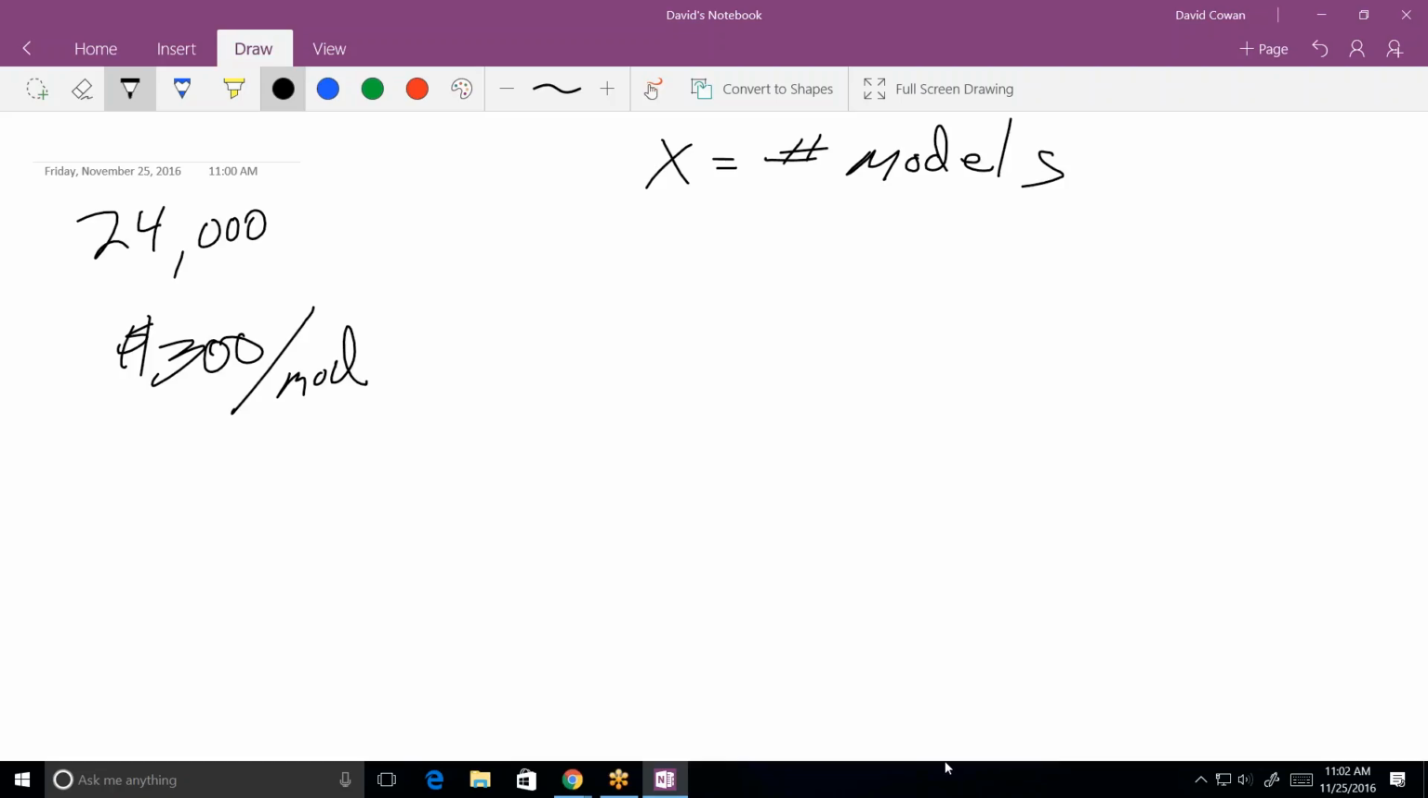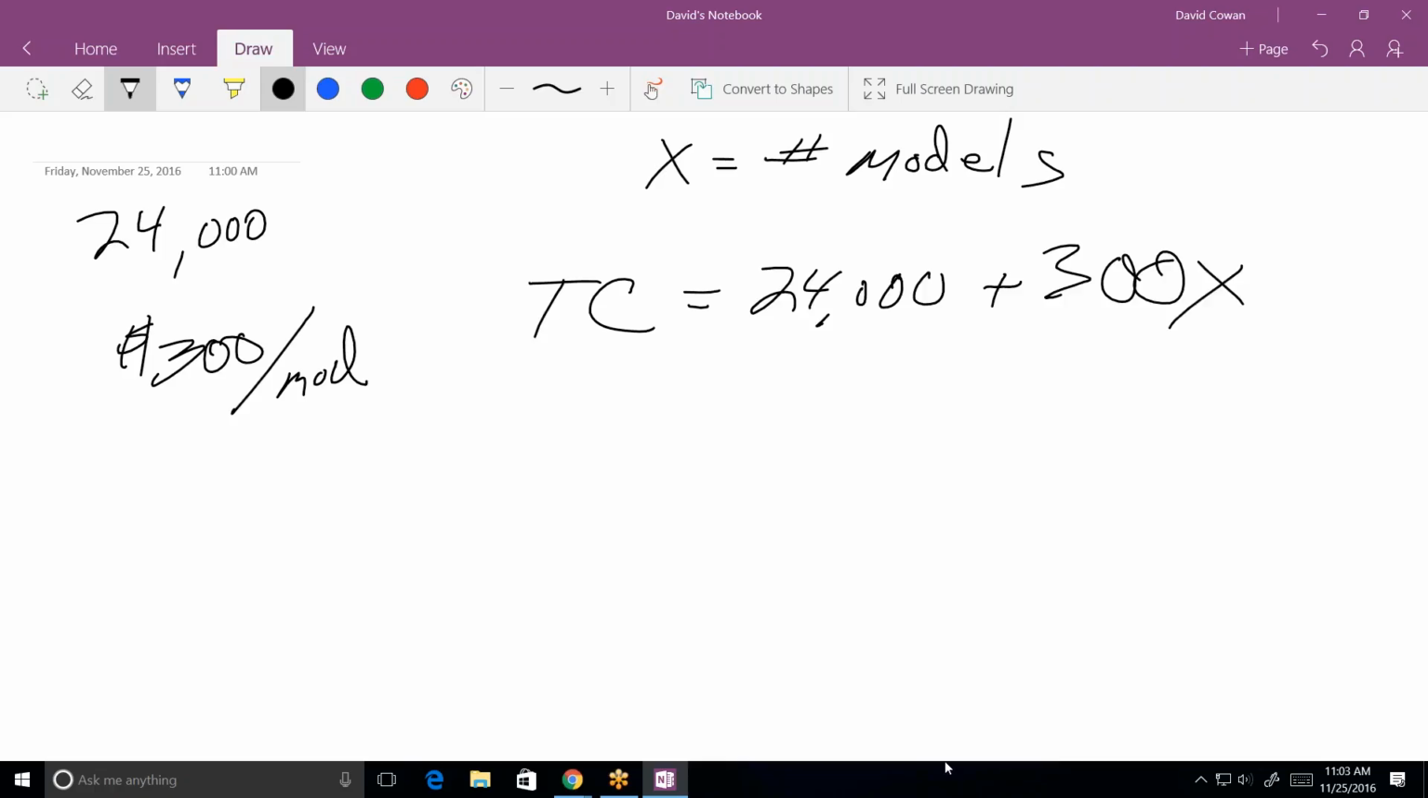What's your total cost? 24,000 plus 300x. What's your average cost? That all over x. The total cost over x.